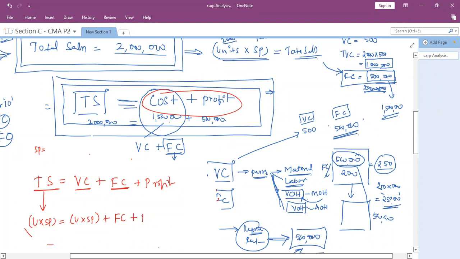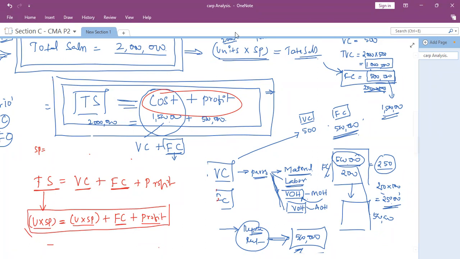Profit is also in the same way. We will take the profit in total, because profit per unit will differ at any level of output, right? Profit per unit at 1500 laptops will differ, and profit per unit at 2000 laptops will differ. So profit is also defined in total. Is it clear to everyone? So in this equation I wrote units into selling price is equal to units into variable cost plus fixed cost and profit. Up to here, clear to everyone? If you have any doubt, ask.